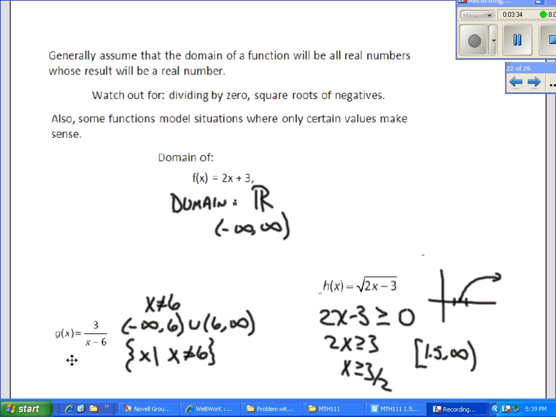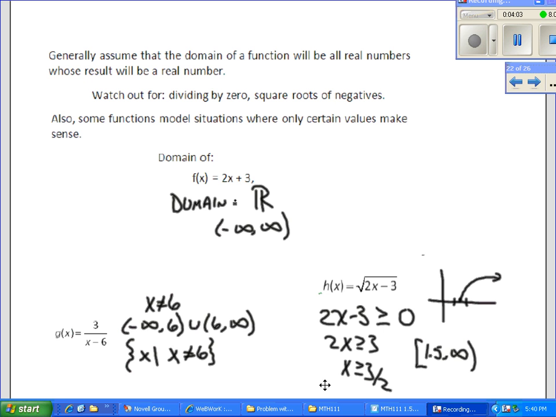For this function over here, g of x equals 3 divided by x minus 6. What we're going to worry about here is we do not want x to equal 6, because that would give us a 0 in the denominator and the function would be undefined. So there are different ways we can say that. Simply, x is not equal to 6, or we could say the interval from negative infinity to 6, not including 6, and then the interval for values bigger than 6 to infinity.